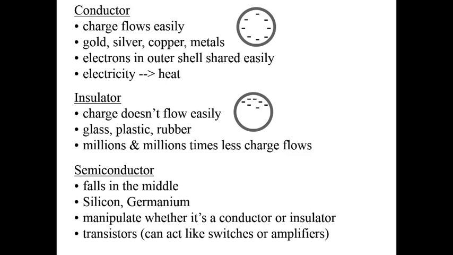Semiconductors fall in the middle. Silicon and germanium are two most common ones, and the neat thing about this is that you can manipulate whether it's a conductor or an insulator. You can change its conduction properties, and that's amazing. And that's the basis of a little device called a semiconductor, which is like a switch, but with no moving parts, and you can make them microscopic. And that's the basis of the modern electronics world. Moving on.